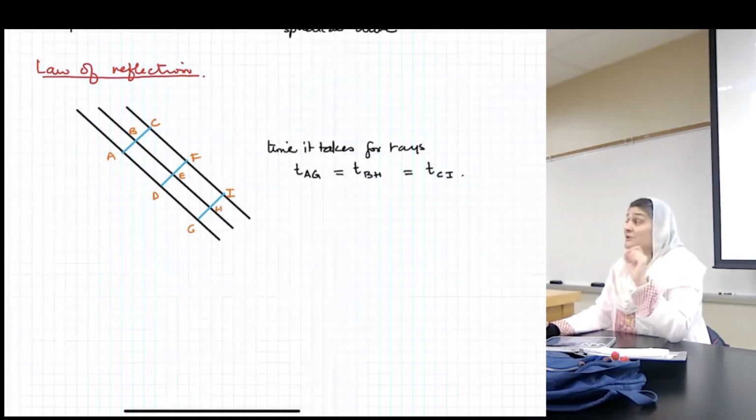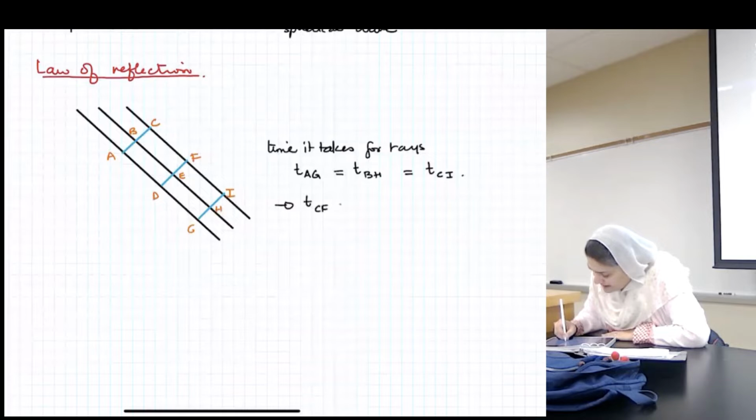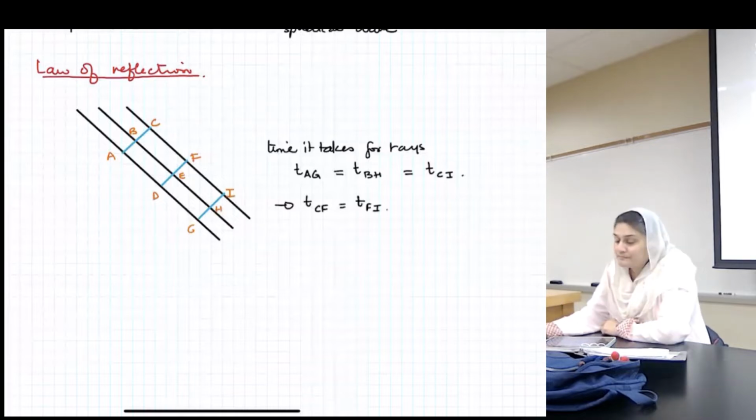And since light travels with the speed of light, can I also say that the time it takes from C to F is the same as the time it takes from F to I? There is no reflecting surface, nothing. Is that statement true? Okay.